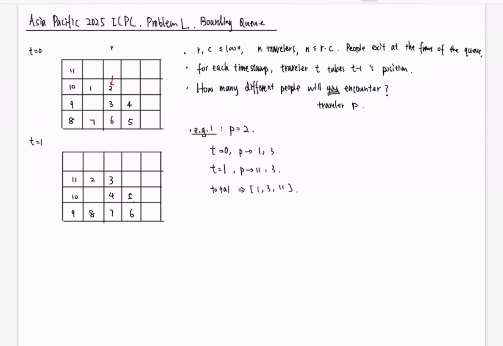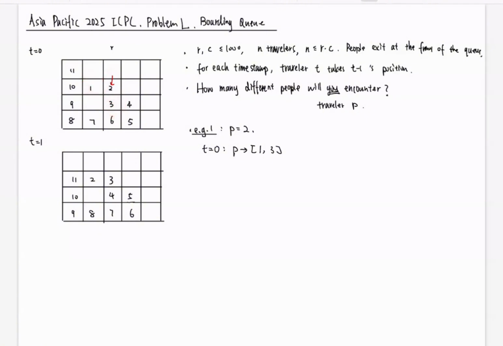For example, the question asks, how many different people will you encounter? Say that you are traveler P. For example, if P is 2, you start at the location of 2. Who will you encounter? At T equals 0, you will encounter 1 and 3, the people who are adjacent to you. Adjacent means the 4 cells right next to you.